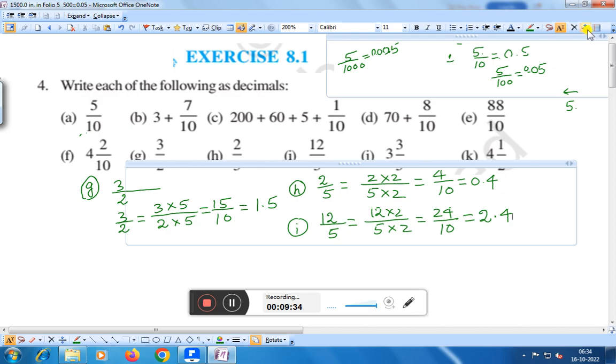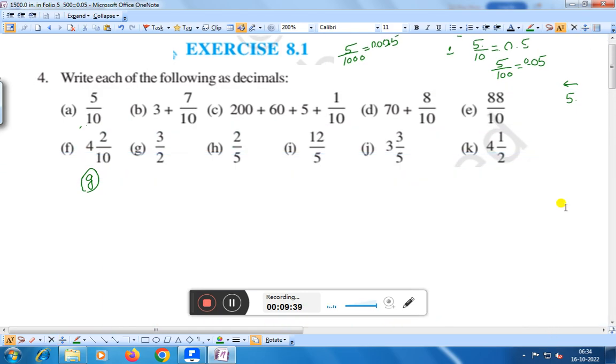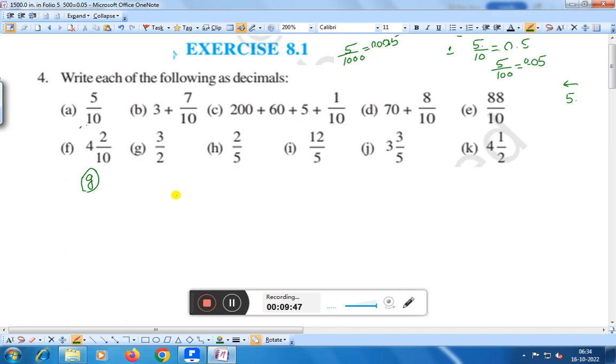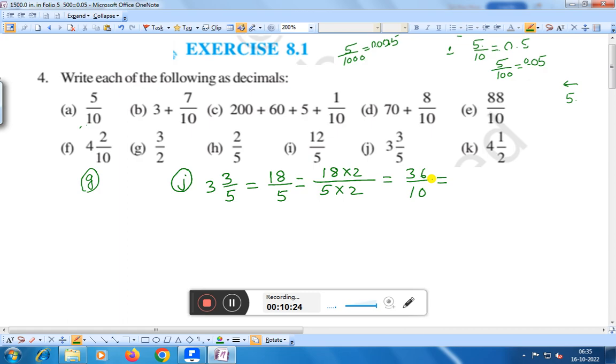Next, we will solve question number J. What is question number J? Question number J is 3 whole 3 by 5. Right? That means we can find 3 into 5, 15 plus 3, 18 by 5. Now, you have to make the denominator 10 or 100, so multiply 5 with 2, and you have to multiply the numerator also by 2. 18 into 2 is 36. 36 by 10. That means you have to shift the point on the left side, one place. That is 3.6. 3.6.